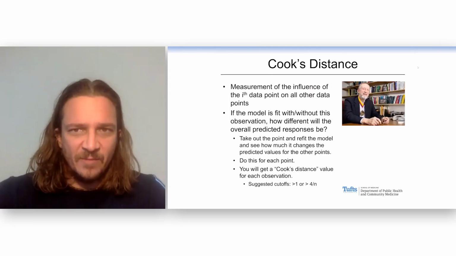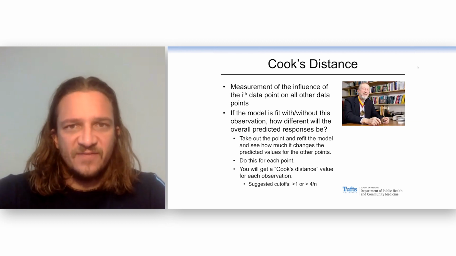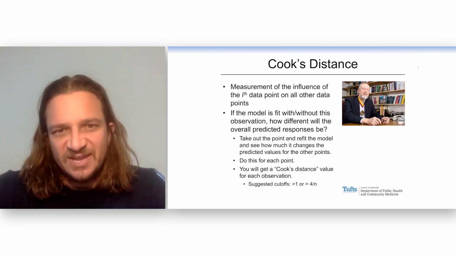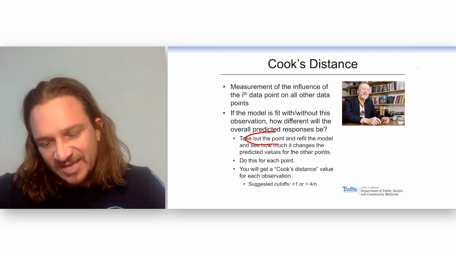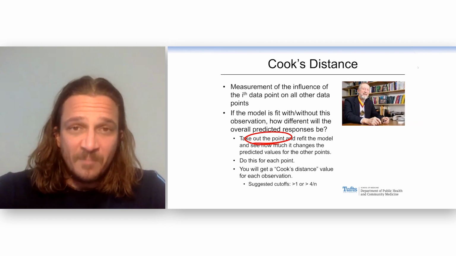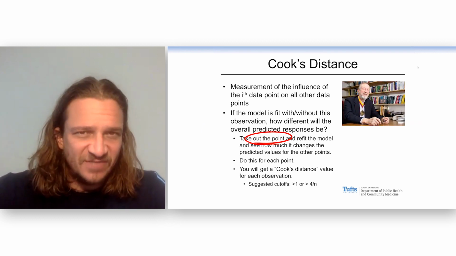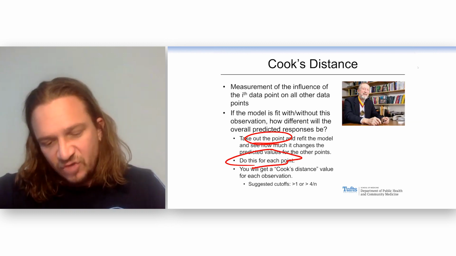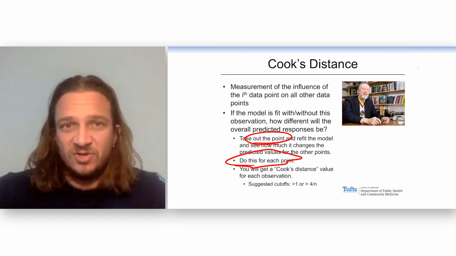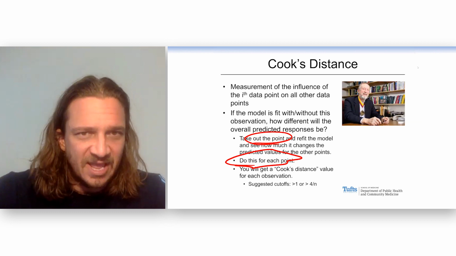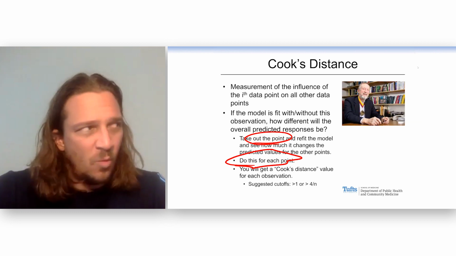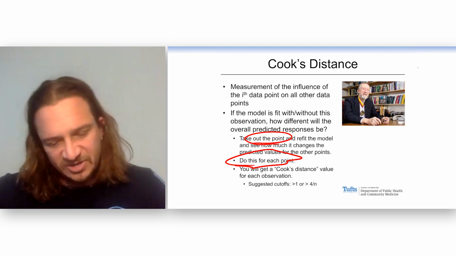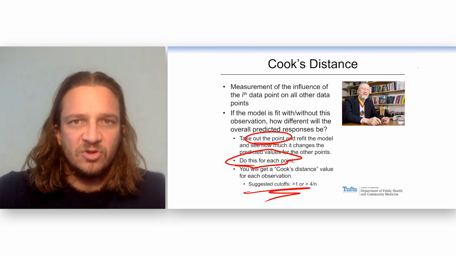There's a guy named Cook who came up with an interesting idea on how to quantify the effect that a point has on the model. He came up with this idea of Cook's distance. And what he said to do is, hey, take out a point, refit the model, and see how the predictions of the other points change. It's kind of a cool idea. Hey, take it a step further. Do this for every single point and look to see how a given point influences the model as a whole. We don't want to make a model that's just based on the influence of one or two points. And you see a rule of thumb for what is a high value for Cook's distance.